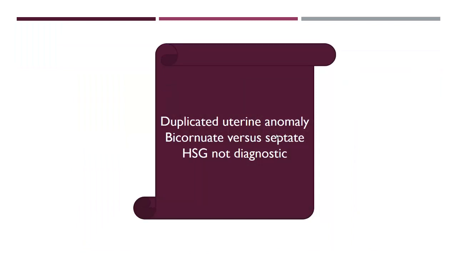Then we came to the abnormal contour due to duplicated uterine anomaly. First, we have abnormal contour either due to extrinsic compression by fibroid or ovarian mass, or we may find duplicated uterine anomaly. Duplicated uterine anomaly is either bicornuate or septate, but please don't say it from the hysterosalpingography. Hysterosalpingography is not diagnostic in this case. We say that it is duplicated uterine anomaly.